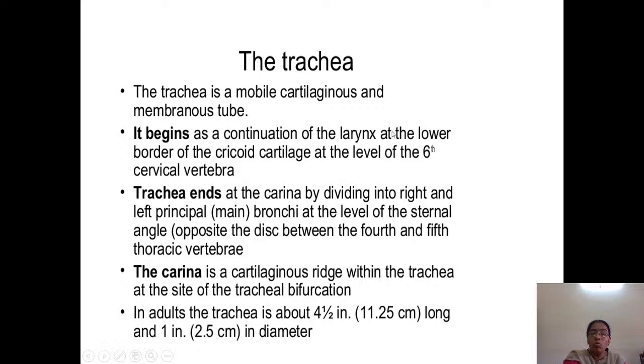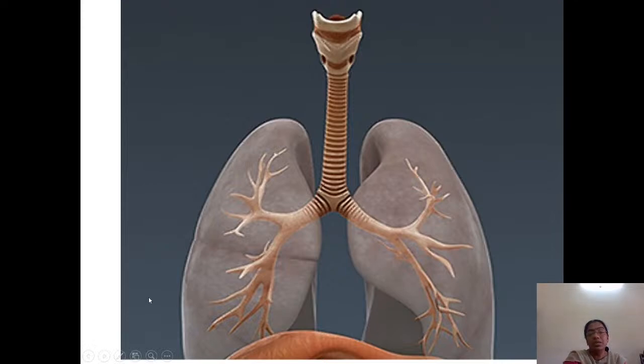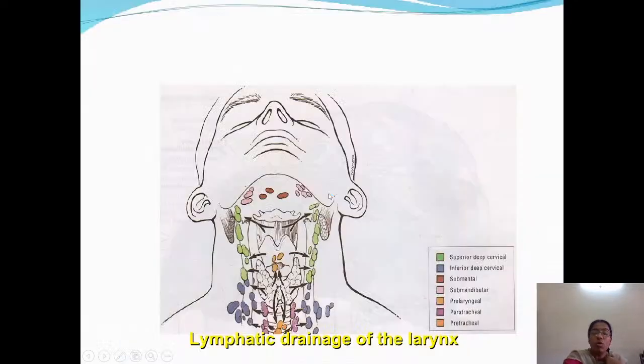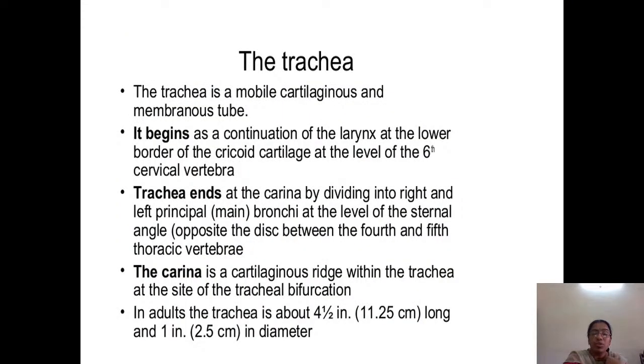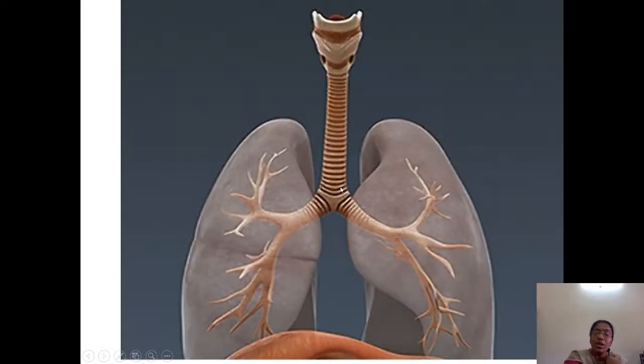So it begins at the lower border of the cricoid cartilage, at the level of the 6th cervical vertebra. From the 6th cervical vertebra, the trachea begins. The trachea ends by dividing into right and left principal bronchi at the level of the sternal angle. This might be at the level of the 4th or 5th thoracic vertebra. When you look at it, it divides into the right and left principal bronchus and ends.